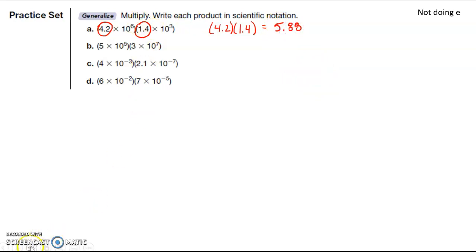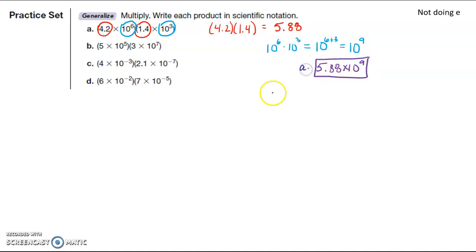Okay, and then let me change color, and then I multiply the 10 terms together. So 10 to the 6th times 10 to the 3rd. When I multiply things with the same base, I add the exponents, so I get 10 to the 9th. So my final answer for this is 5.88 times 10 to the 9th. So this is A.